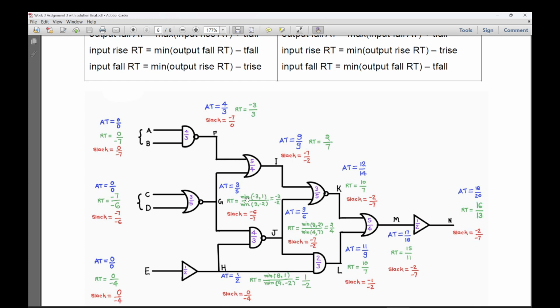So this minimum value will give you the worst case required time. The minimum of both the required times is taken when there is a fan out of the nets. This G node has two fan outs, so you have to find the required time in both directions and take the minimum to find the worst case required time.